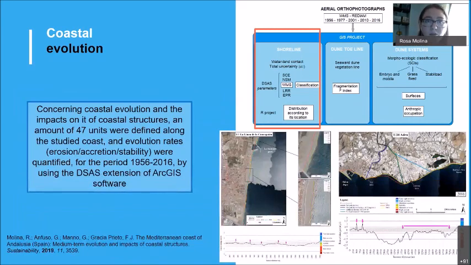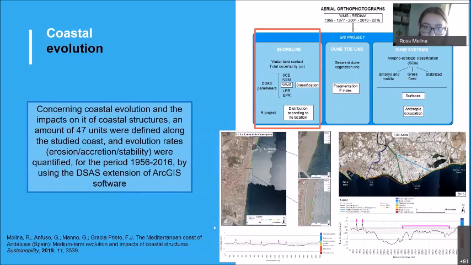Regarding coastal evolution and the impacts on coastal structures, 47 units were defined along the coast, and evolution rates were quantified for the period 1956-2016 using the DSAS extension of ArcGIS software. The methodology used in this work is highlighted in red. You have 2 examples of the results obtained.